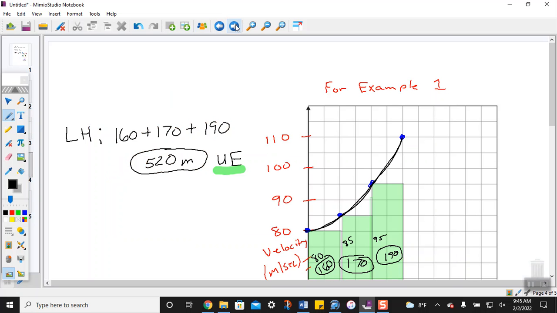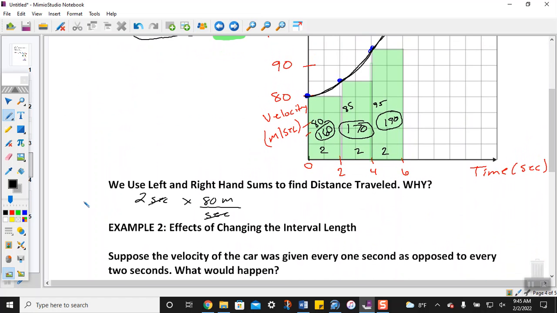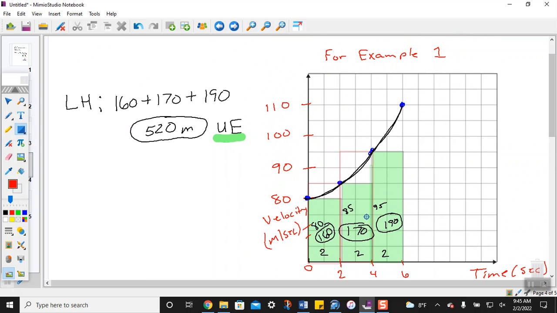So let's take a look at some right-hand sums. I'm gonna draw some right-hand bars over this as best I can. Okay, so a right-hand bar for this one would start at 2 and go all the way up. That'd be a right-hander there. We have a right-hander here. And we have a right-hander. Make these a little darker here in a second.